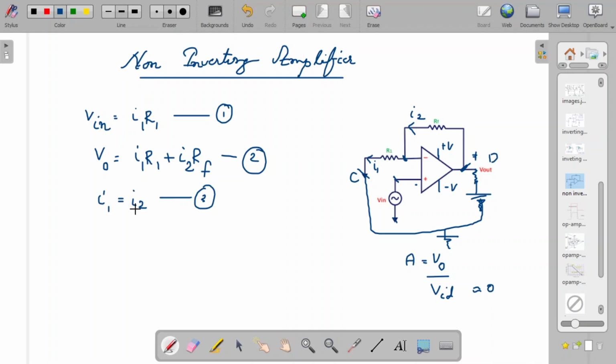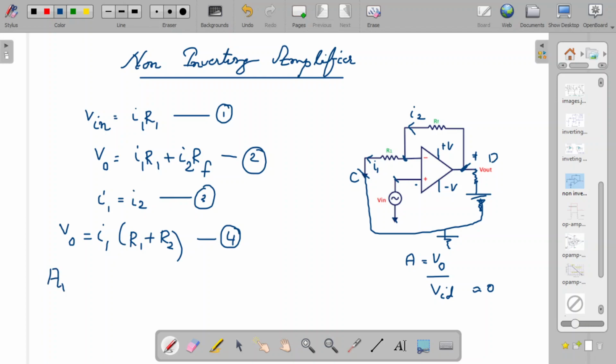Now I am going to apply this third equation into equation number 2. So I can write VO as equal to, since I1 is equal to I2, I can commonly take I1 outside, so I1 into R1 plus R2. So this is equation number 4. Now we will see what my purpose is.